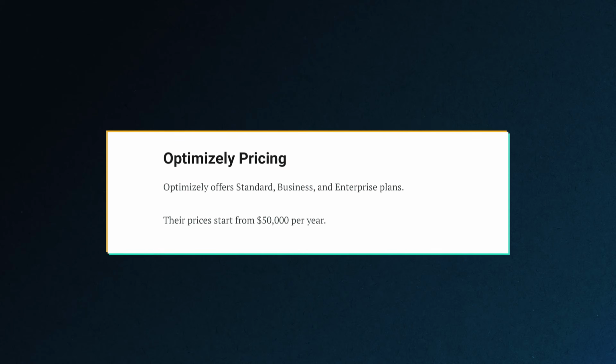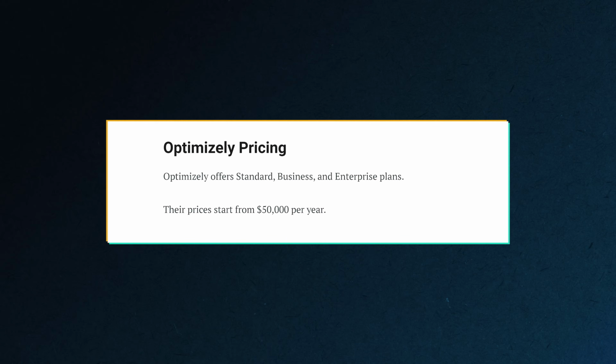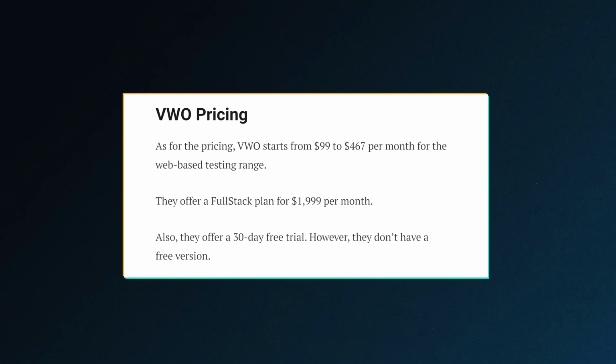Both of these tools have been around for a long time. Both are considered enterprise-grade tools. I've used those tools since they were in beta. I like both of these tools. The price points between them are quite different. Optimizely most of the time is almost twice as expensive as VWO.